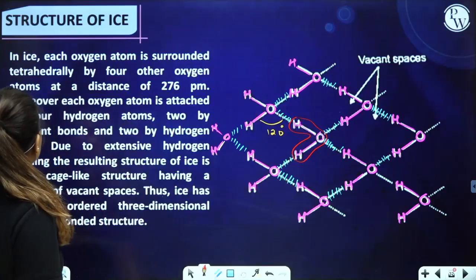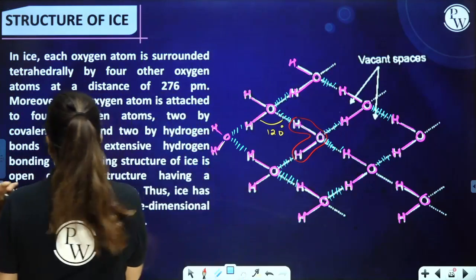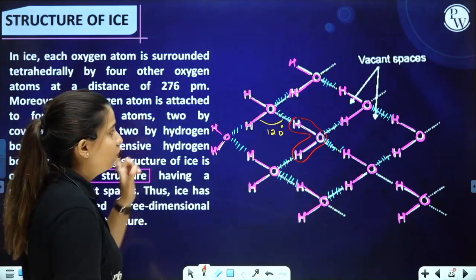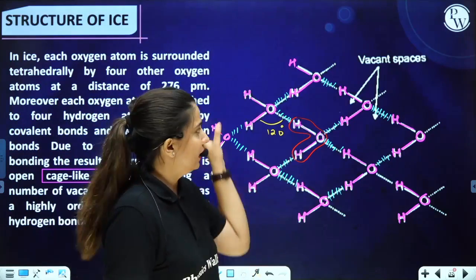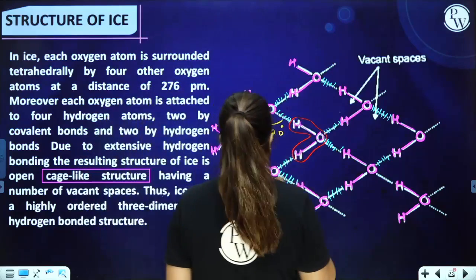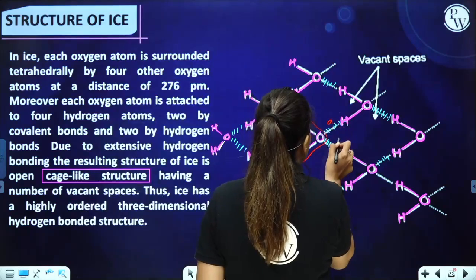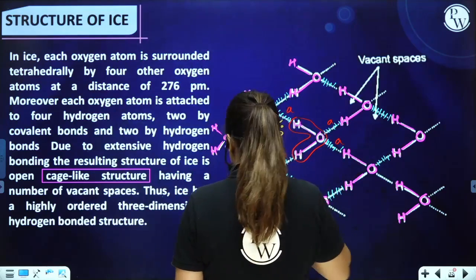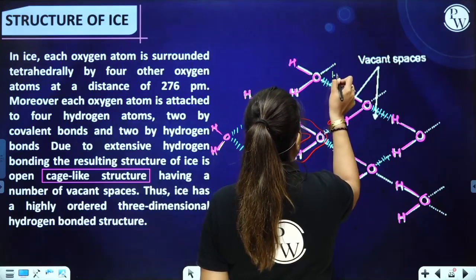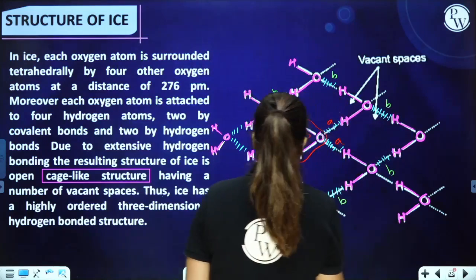It is written over here. It has an open cage-like structure in which one water molecule is present in between and the others are surrounding it. Okay, so I am defining some of the hydrogen bonds over here. The middle hydrogen bonds I am writing as A, and the hydrogen bonds present outside I am calling B.